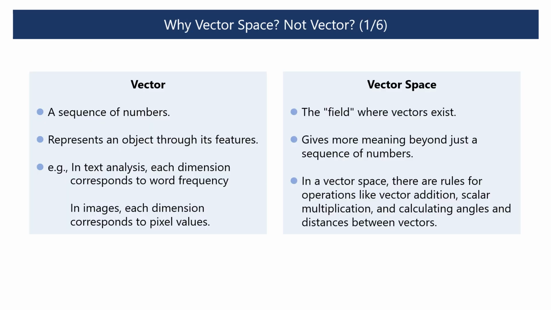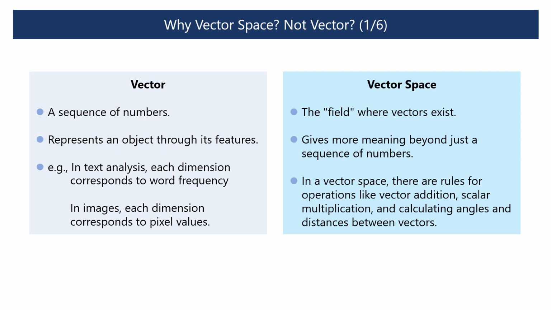You might think that understanding a vector is sufficient to calculate similarity, such as cosine similarity. It is true. However, the concept of a vector space adds deeper meaning and generalization to these operations. Let me clarify the difference between a vector and a vector space. A vector is simply a sequence of numbers. It represents an object through its features. For example, in text analysis, each dimension corresponds to word frequency, while in images, each dimension corresponds to pixel values.